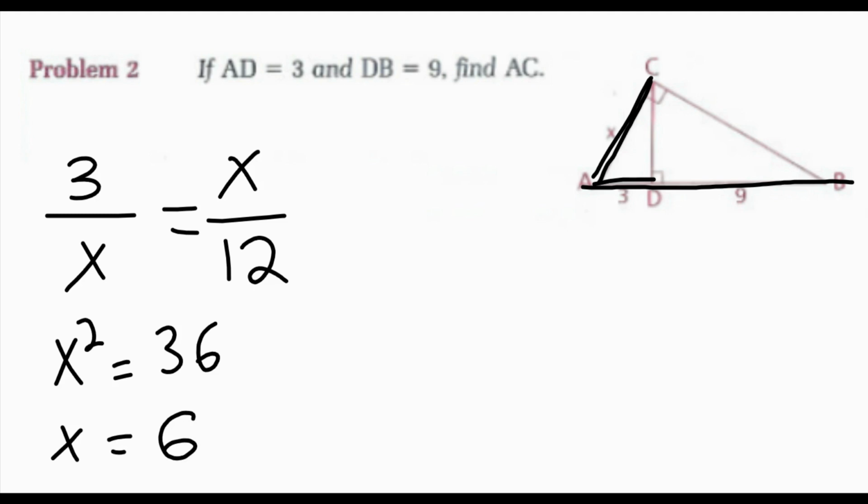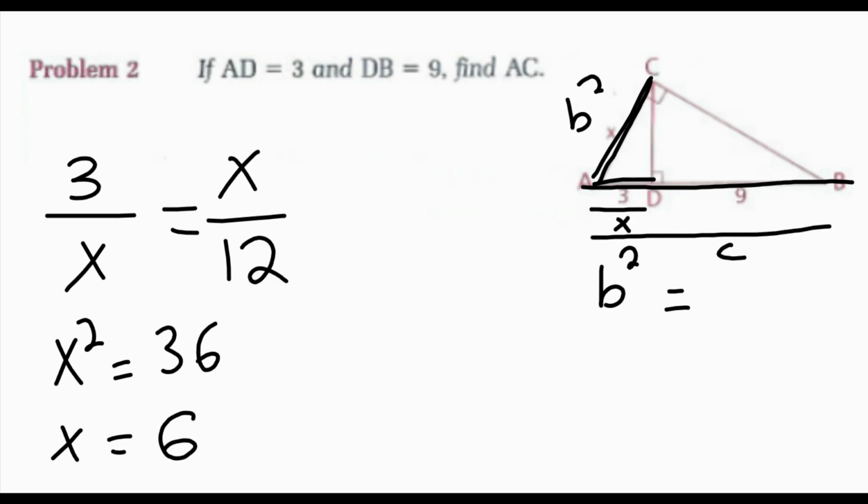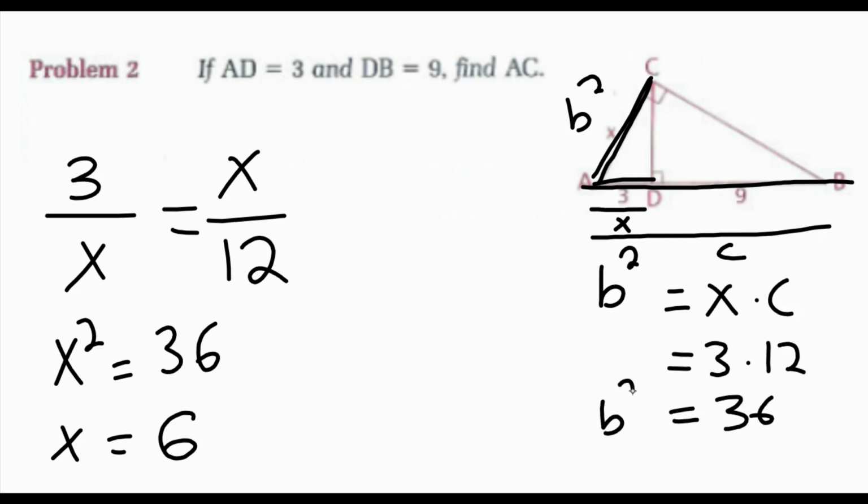Now, if I wanted to use my rule, I could use b squared, where AC is b squared. That's equal to x times c, where AD would be x, and then AB is my c value. So x times c, where x is now 3, and then c is now 12. And again, I'd get b squared is equal to 36. Taking the square root would give me 6. So we can see again, both ways work. You just need to find the way that works best for you.